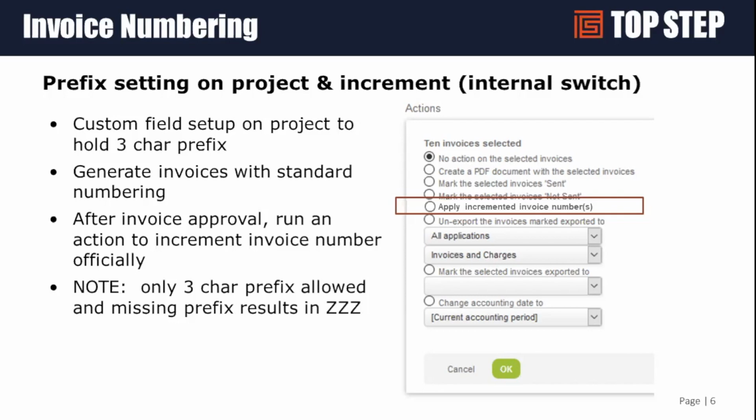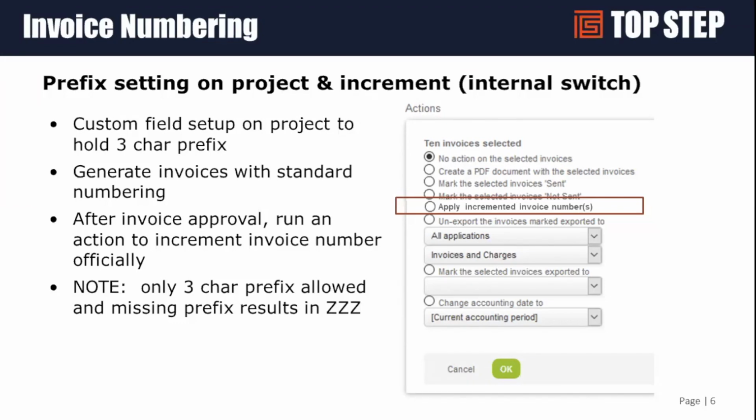And when you run the action, you'll see this option that says apply incremented invoice numbers. What that provides is that it makes sure that all the holes are filled in with the sequence, and it converts the number from whatever number it was to the three-character prefix with a dash, and then the sequential number after that.